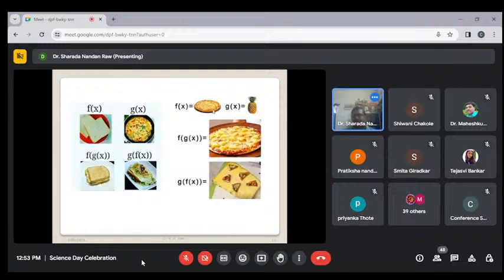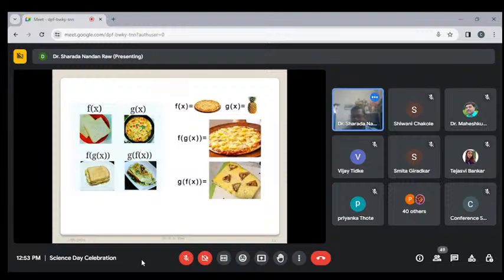F of x is represented as pizza. Nowadays the students are taking too much of this, pizza and burger. Then f of x represents a pizza and g of x is a pine, so pineapple. So f of g of x is pineapple inside the pizza, and g of f of x is pizza on the pineapple.